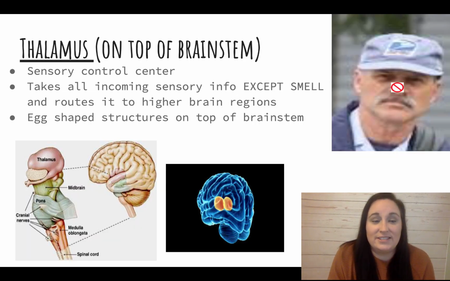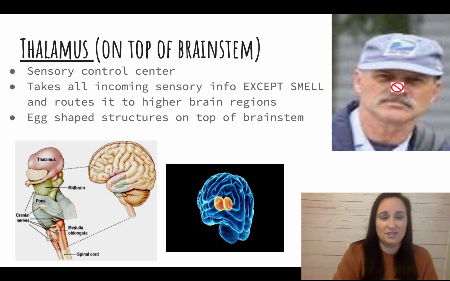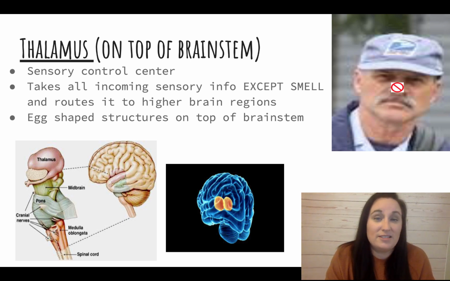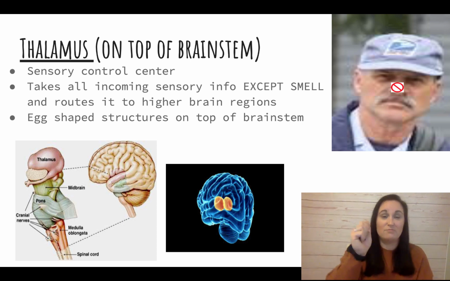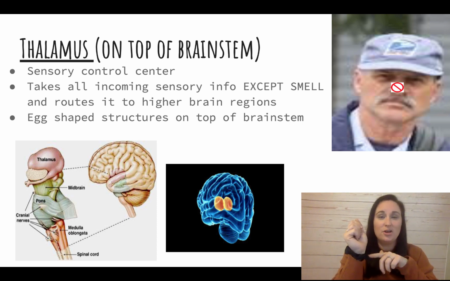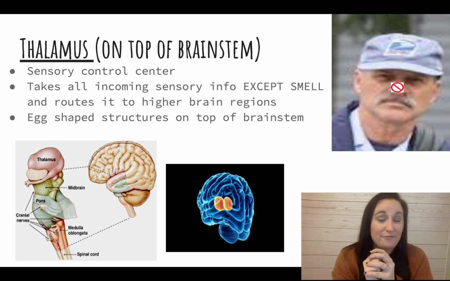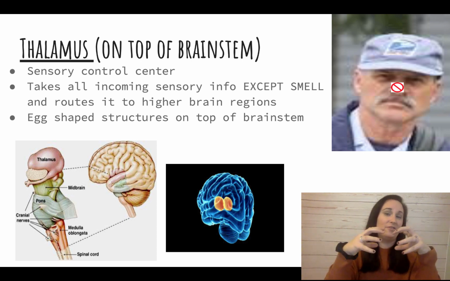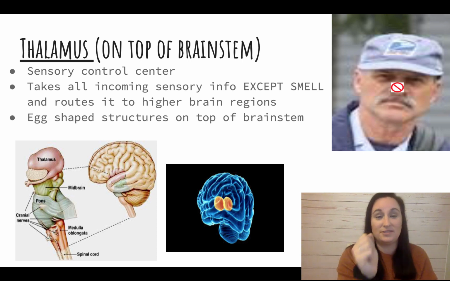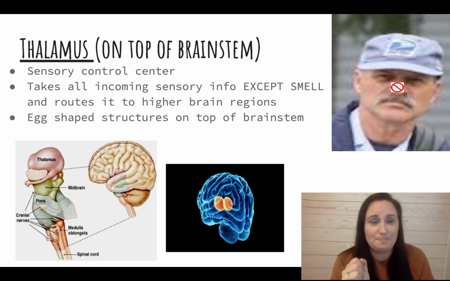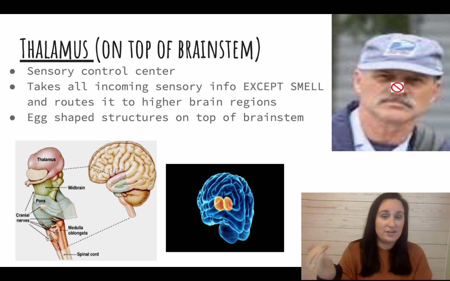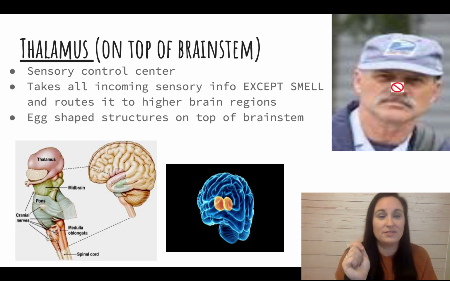Okay, next, that sits on top of the brainstem, if you see this picture right here. So this is our sensory control center, the thalamus. It takes all incoming sensory info, because remember those sensory neurons send the message up the spinal cord, right? And so the thalamus gets all of that first before those higher level parts of the brain, because it's down here in our brainstem. So it gets all of that except for smell. So every other sense except for smell goes to the thalamus.